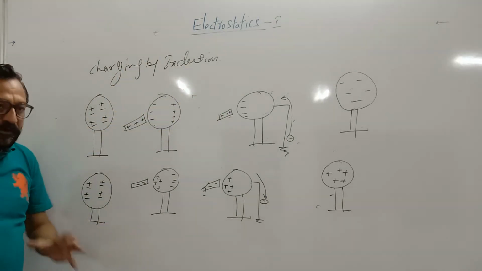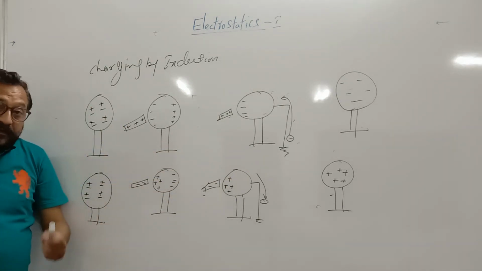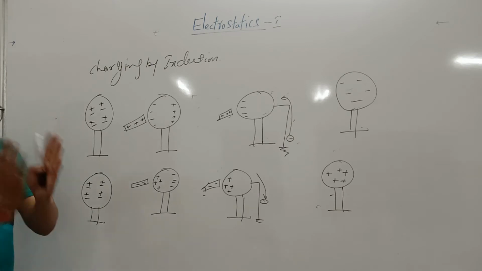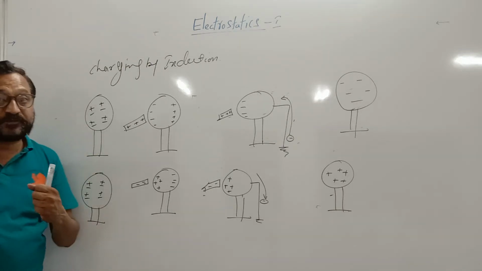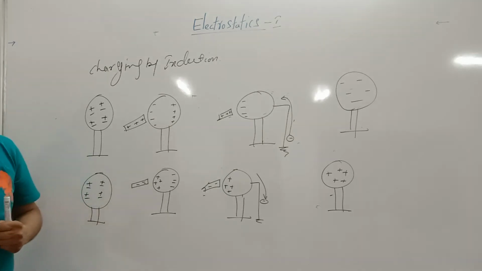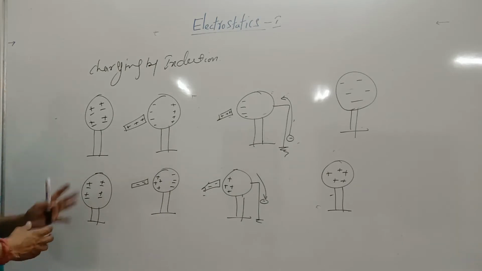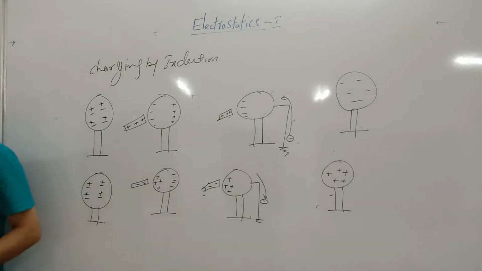In this condition, only a single body can be charged. But how is it possible that two bodies are charged with opposite nature of charges? Is it possible? In the next segment, we are going towards how two bodies can be charged simultaneously. Come.